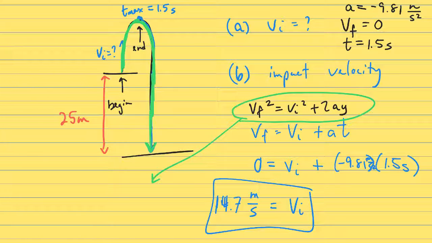I'm looking for final velocity right when it hits the ground. The problem begins at the cliff. Well, what's my initial velocity? We just solved for it in the first part. We got 14.7. So remember, this is now the beginning of the problem, and this is now the end of the problem.